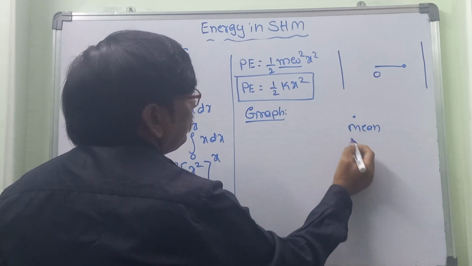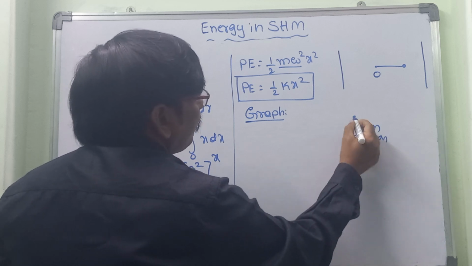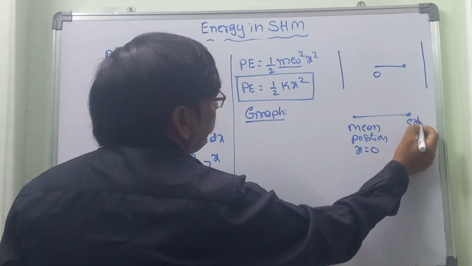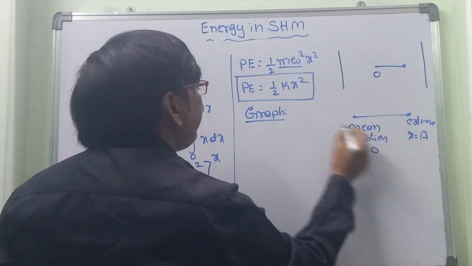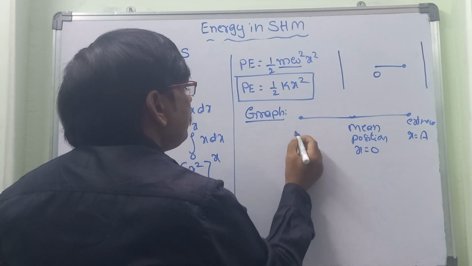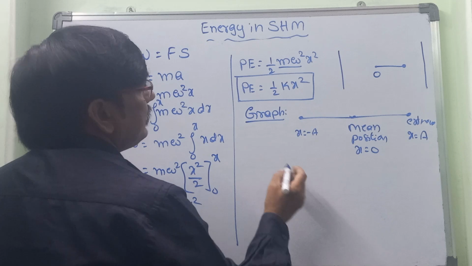At mean position, x is equal to how much? 0. So at extreme position, x is equal to how much? A. And so this one is also extreme position, minus A. Now substitute this one here for this one.